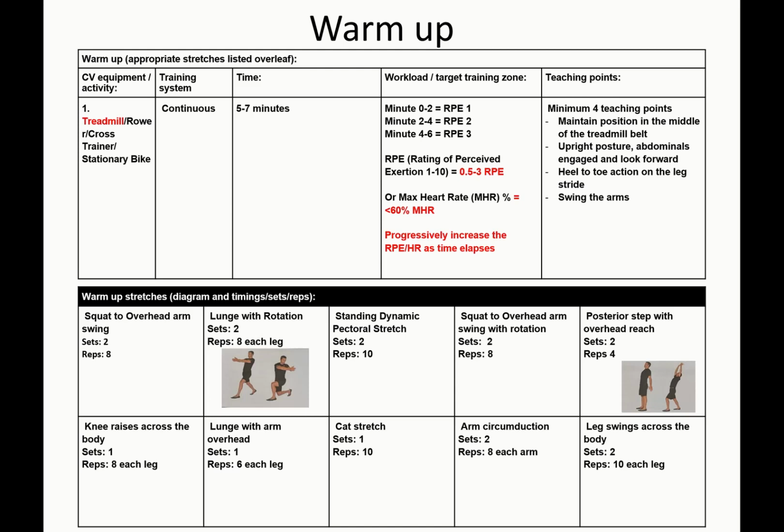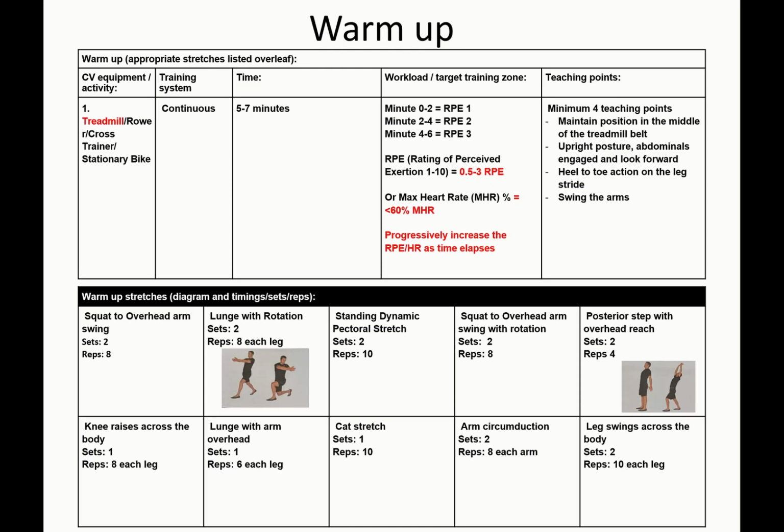So you can see there that I've provided an RPE, rating of perceived exertion, on a scale of 1 to 10. And you can see that I've done this on a minute by minute basis, and we expect you and need you to do the same when it comes to planning your own programs. From minute 0 to 2, I've provided an RPE of 1 out of 10. Then we move gradually through minute 2 to 4 to RPE 2, so we can ensure that intensity is progressively rising as time elapses.